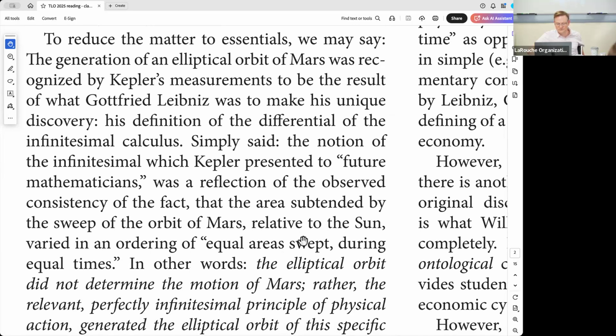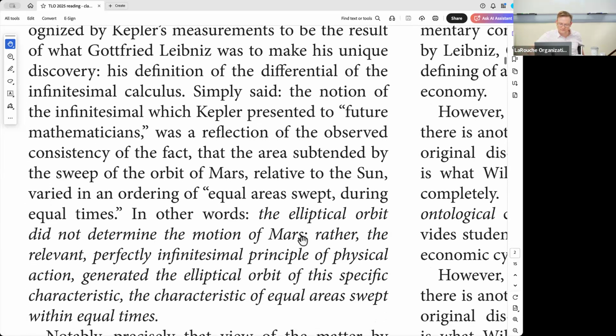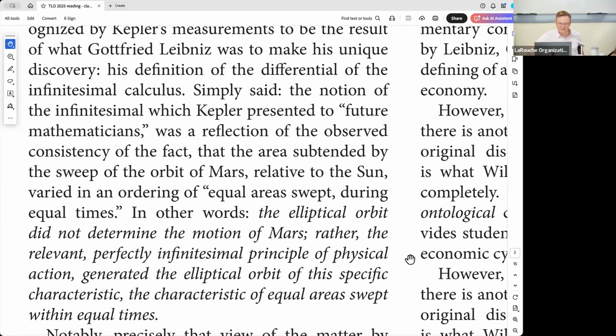Simply said, the notion of the infinitesimal, which Kepler presented to future mathematicians, was a reflection of the observed consistency of the fact that the area subtended by the sweep of the orbit of Mars relative to the Sun varied in an ordering of equal areas swept during equal times. In other words, the elliptical orbit did not determine the motion of Mars. Rather, the relevant, perfectly infinitesimal principle of physical action generated the elliptical orbit of this specific characteristic, the characteristic of equal areas swept within equal times.